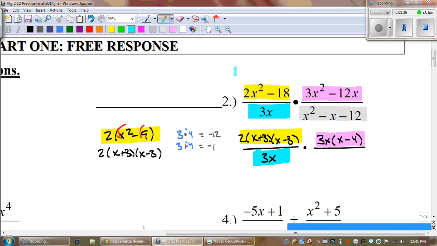So in the gray, we would write x plus 3, x minus 4. Okay, so let's start finding things that cancel out. All right, I see a 3x and a 3x, x minus 4, x minus 4, x plus 3, x plus 3, and then what we're left with is the 2, x minus 3.